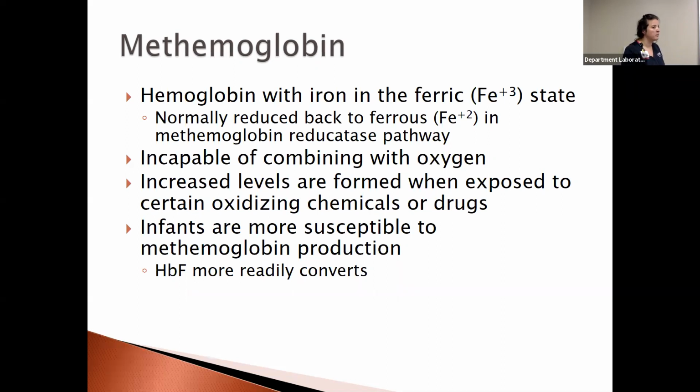Infants are more susceptible to methemoglobin than adults just because their hemoglobin F converts more easily. Oftentimes, if a patient has methemoglobin, dyshemoglobin, dysfunctional hemoglobin is what it's called, they have like a brownish tinge to their plasma as well, so you'll see that.